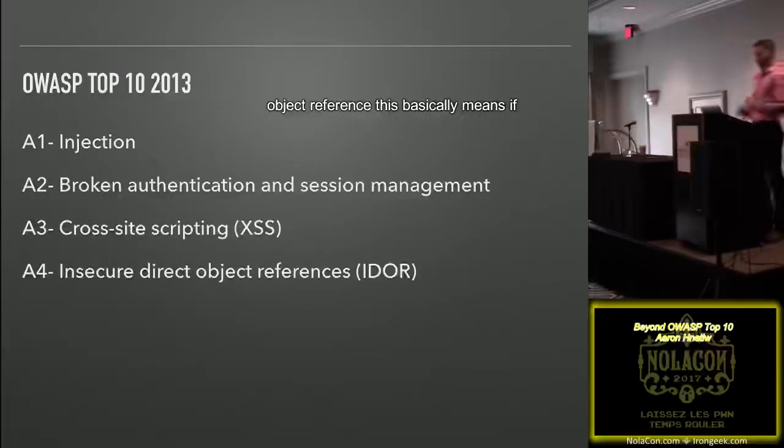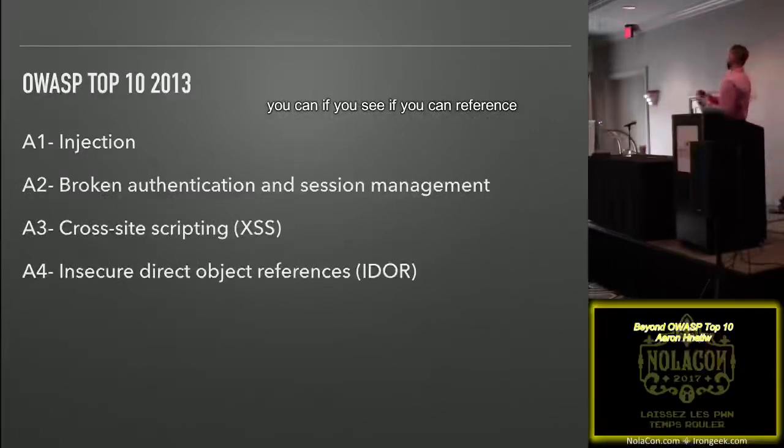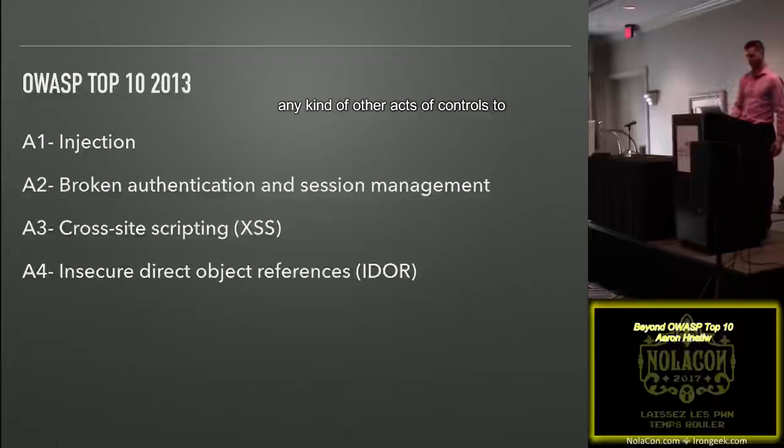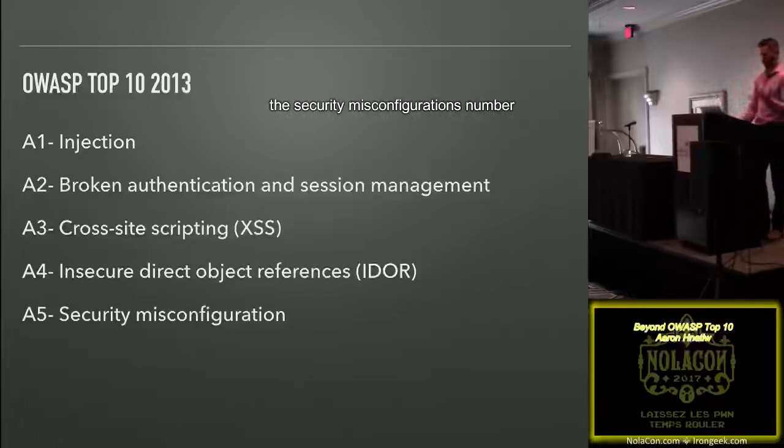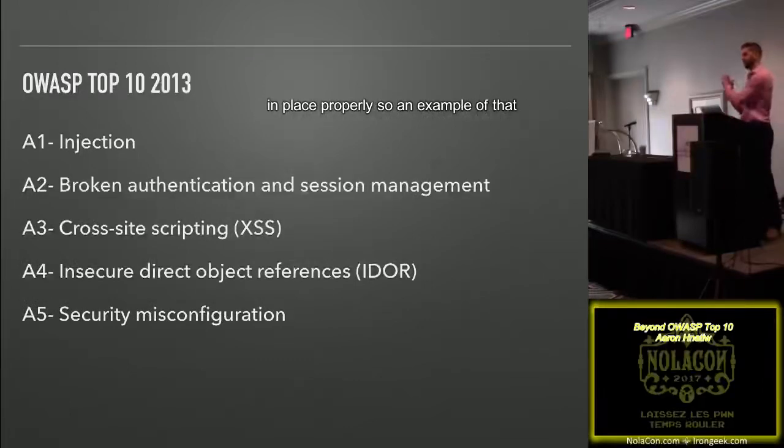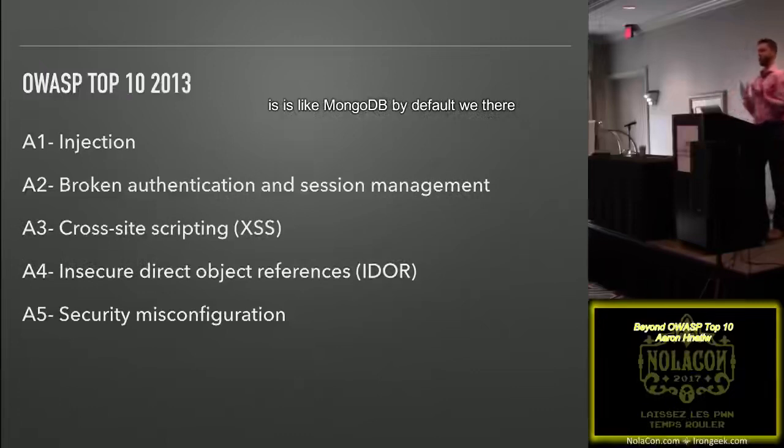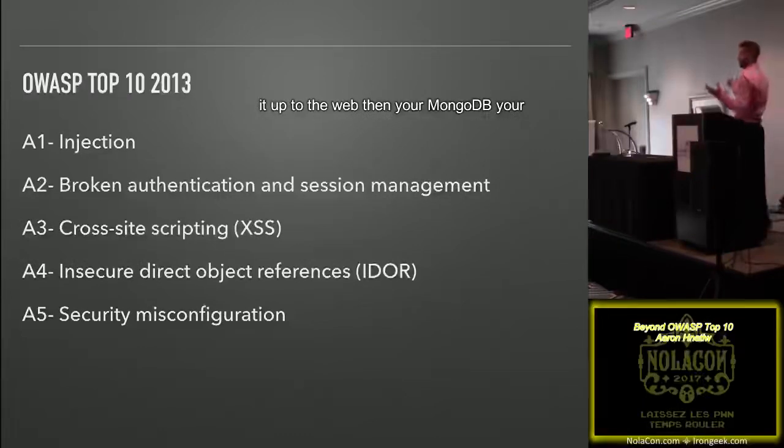Number 4, insecure direct object reference. This basically means if you can reference an object that you're not supposed to access just by its identifier, without any other access controls to it, that's known as an IDOR. And then security misconfiguration, number 5. This is a pretty broad catch-all. It just means you're not using whatever system's in place properly. An example of that is MongoDB. By default, there is no password on MongoDB, so if you open it up to the web, your database is getting owned.